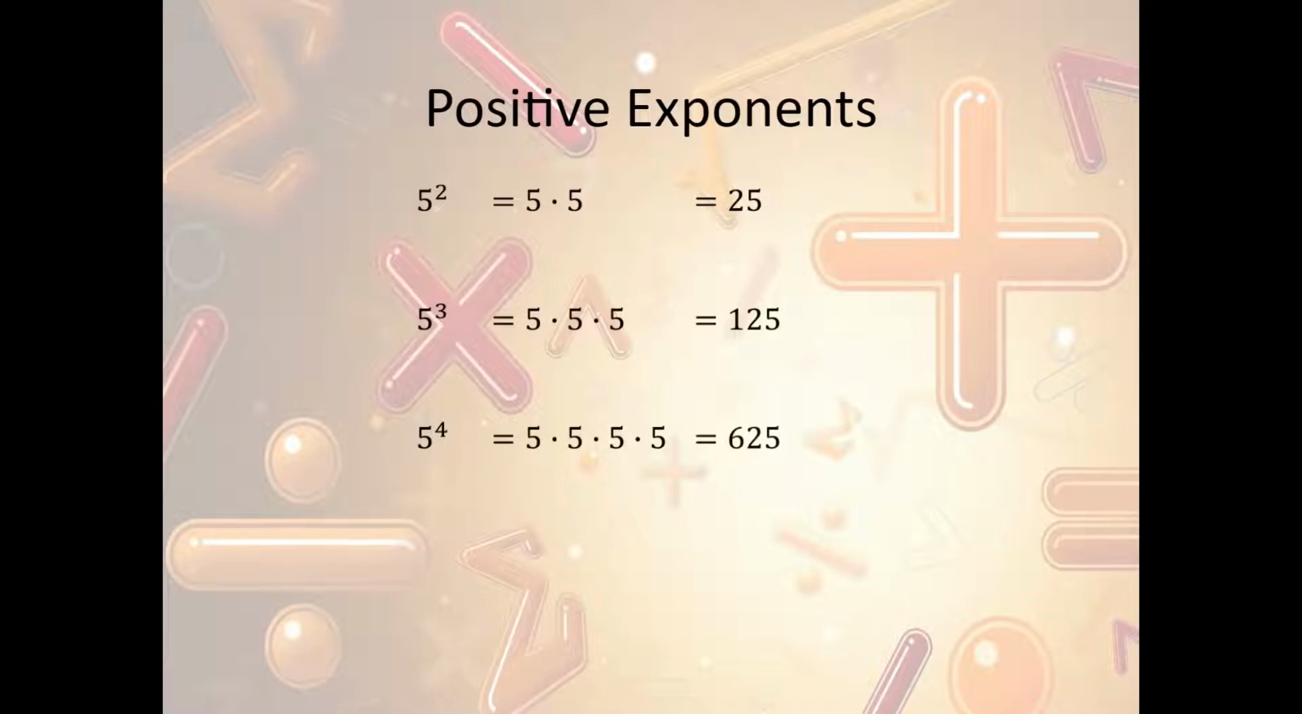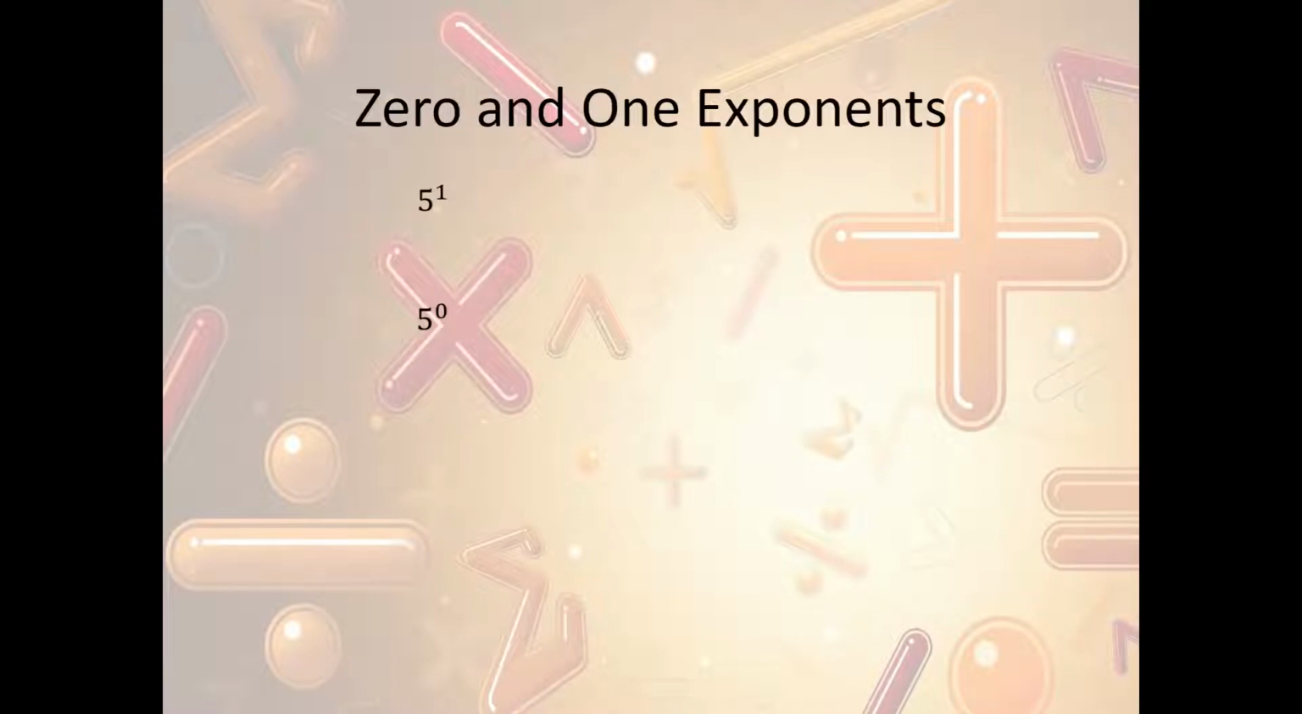So we can do this with any exponent. We can take any base number and raise it to an exponent and multiply it by itself a certain number of times and solve. Now what about 0 and 1 exponents? So 5 to the first power. Well, 5 to the first power is just one 5, right, times itself, so that's just 5. Now 5 to the 0 power. So there's zero 5s, and that's equal to 1.